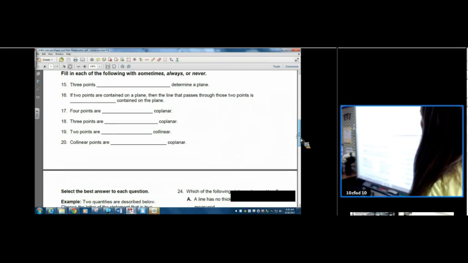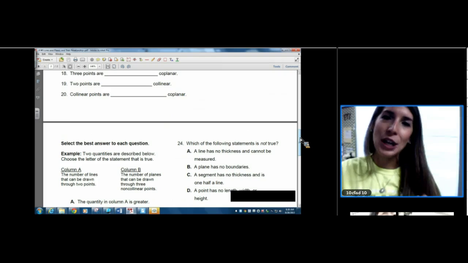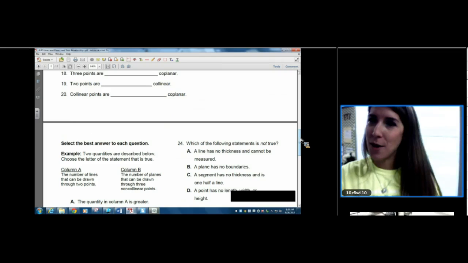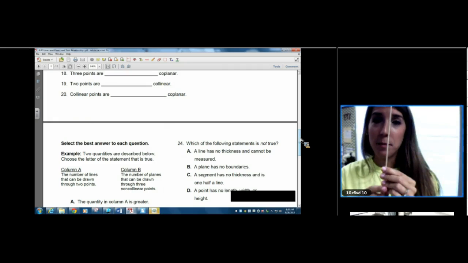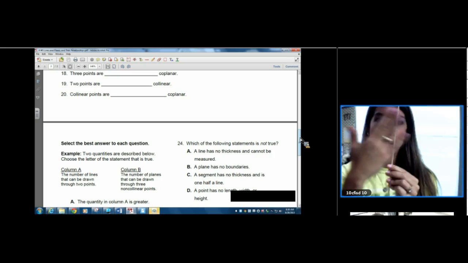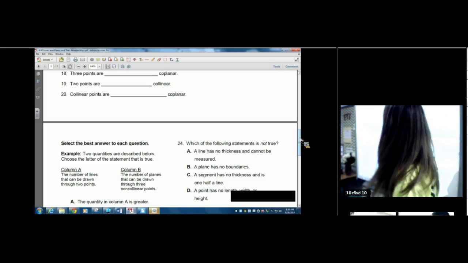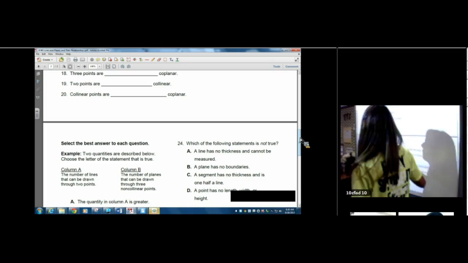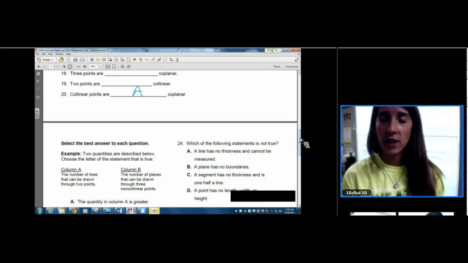Number 20. Collinear points are blank coplanar. Here's the deal, guys. It's easier to be coplanar than it is to be collinear. So if they're collinear, if they're in the same line, which is harder to do, then they're definitely in the same plane. Could I put a plane through any 2 points? Absolutely. That's easy to do. So that's why that is always, it's harder to be collinear. So if they're already collinear, then they're definitely coplanar.